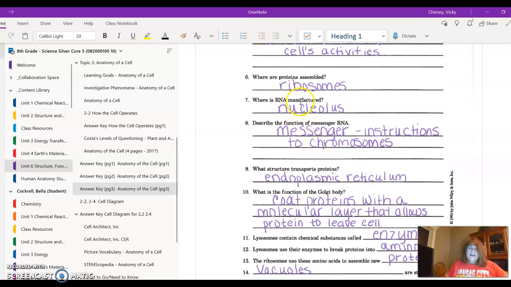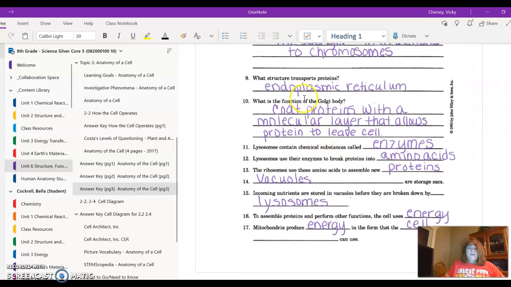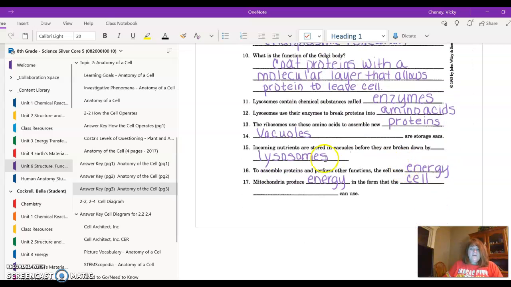Where is RNA manufactured? RNA stands for ribonucleic acid. And then the structure that transports proteins, the endoplasmic reticulum. And what is the function of the Golgi body? It coats the proteins with a molecular layer that allows the protein to leave the cells. Lysosomes, I said, release enzymes and they help with digestion.